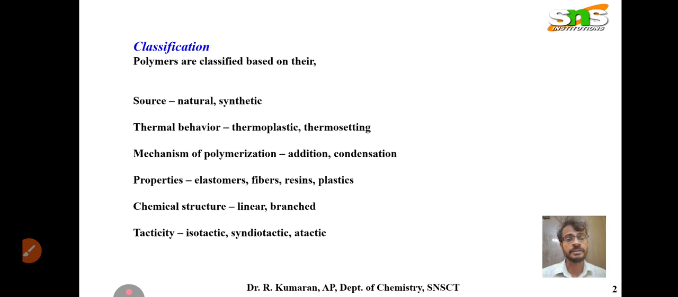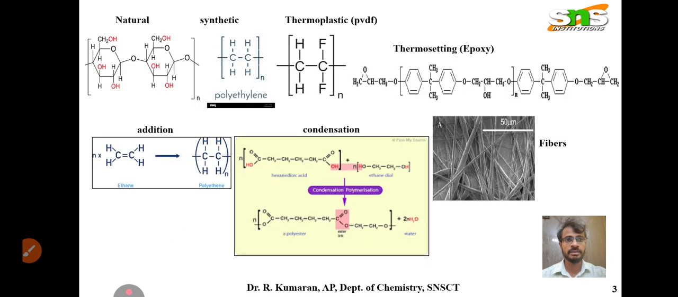And the tacticity, whether it is isotactic, syndiotactic, or atactic, meaning how the side chain, or functional group, or side group, is attached to the carbon atom, whether on one side or the opposite side. It is classified as tacticity behavior. So these are some of the classifications, as we saw in the previous slide.